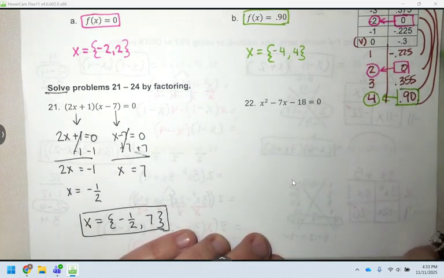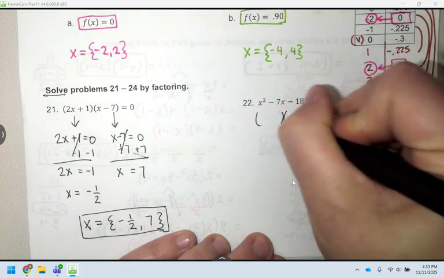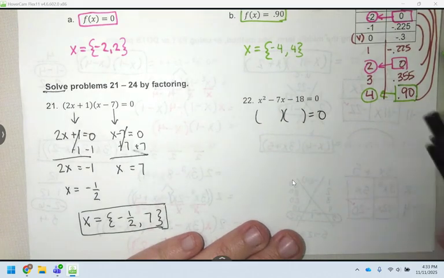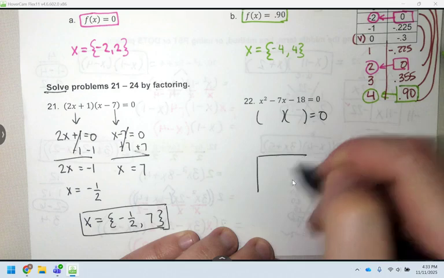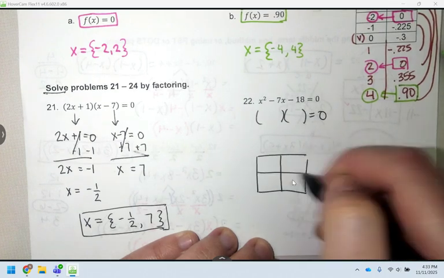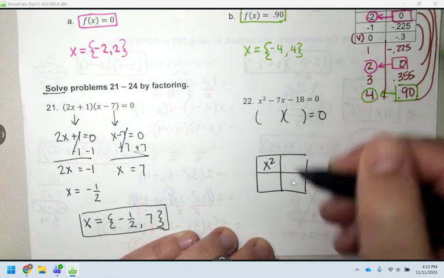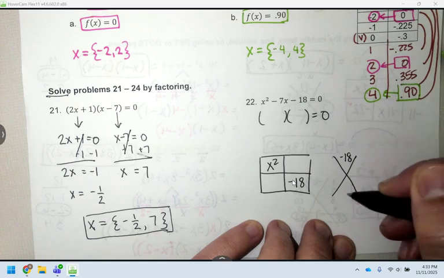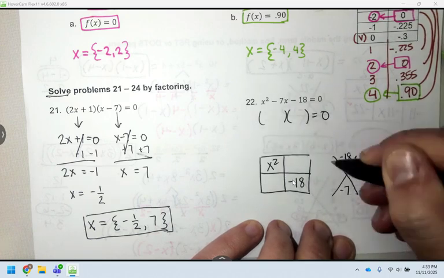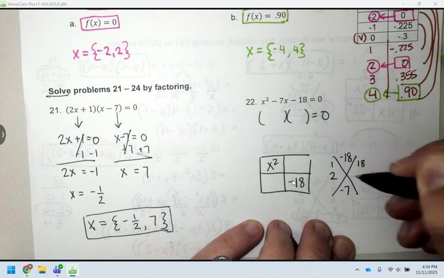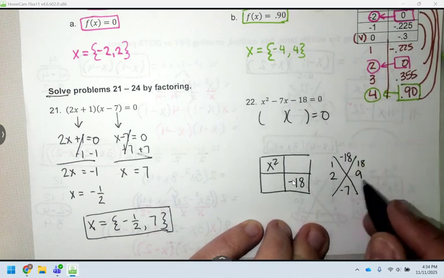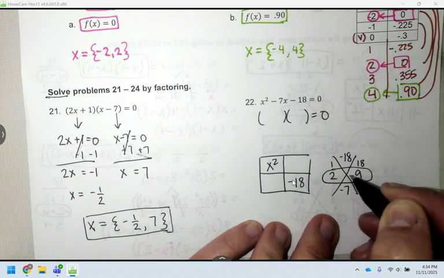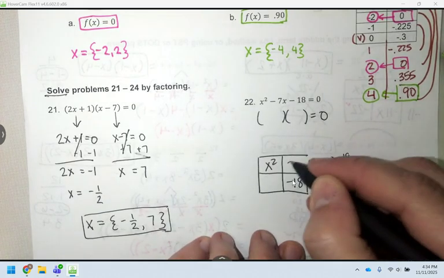So for this one, we're going to have to factor, or it'll end up looking like this. All right, I'm going to do the box method. X squared, negative 18. Factors of negative 18 that combine to be a negative 7. I can stop there because I know the difference of these two is 7. So when I get a negative 7, that means my bigger number is negative.